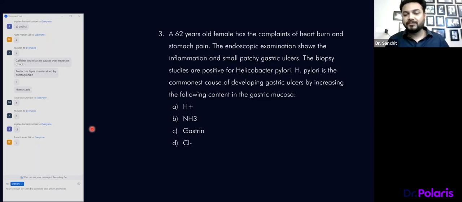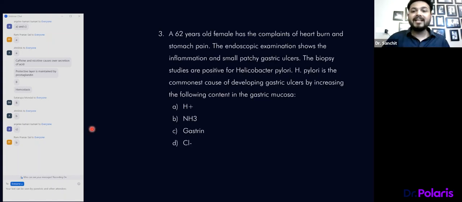Ammonia is basically a toxic product that is formed because of urease activity, which is increased by Helicobacter pylori. And because of the hypersecretion of ammonia, it causes a disruption in the lining of our stomach. And because the lining in the stomach is disrupted, that protective mechanism is no more, and it finally leads to ulcer formation.